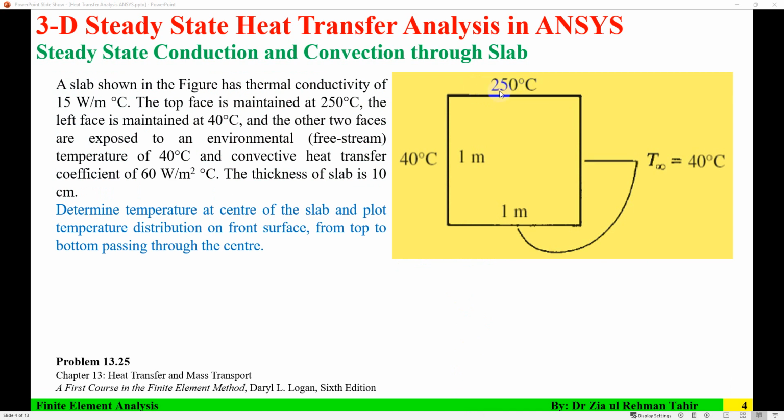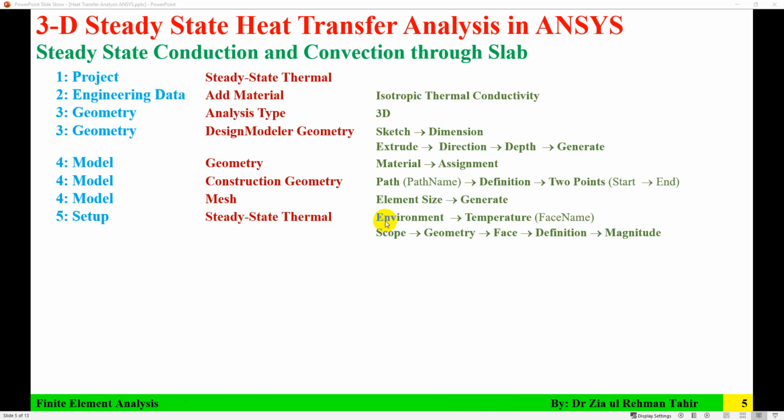So the top surface is subjected to 250 degrees Celsius temperature, and that left surface is subjected to 40. And then these two surfaces are exposed to free stream environment. So here we have convection. I'm going to apply temperature boundary condition, and for that go to environment, temperature, and then scope, geometry, face, and then the definition of the magnitude.